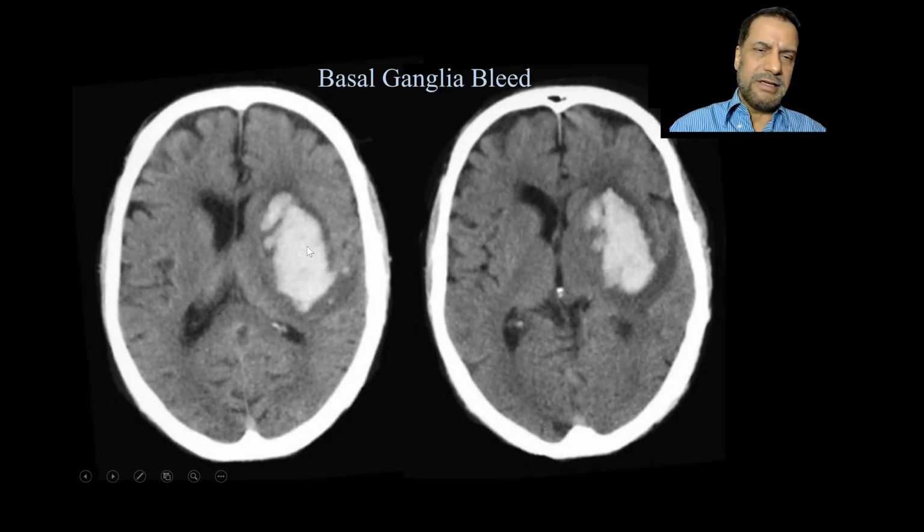This is outside the internal capsule, and you can calculate the amount of the hematoma by X, Y, and Z, and then dividing that by 2, then you get the volume in ml, and then you can decide whether you need to operate on him or go by non-surgical management.